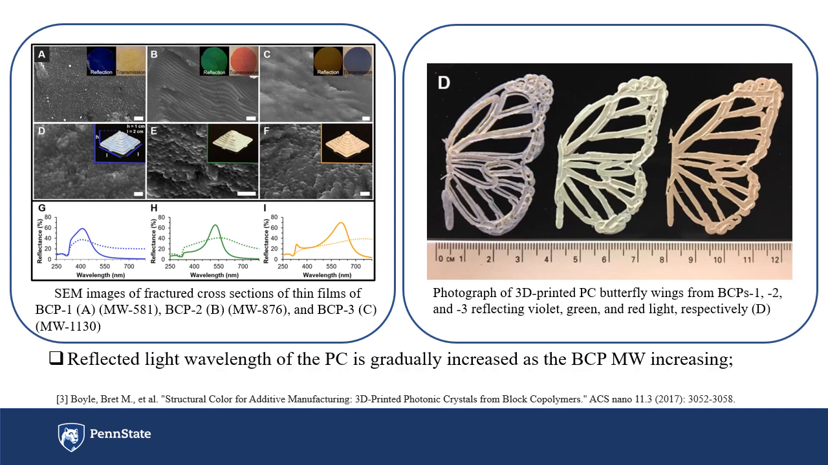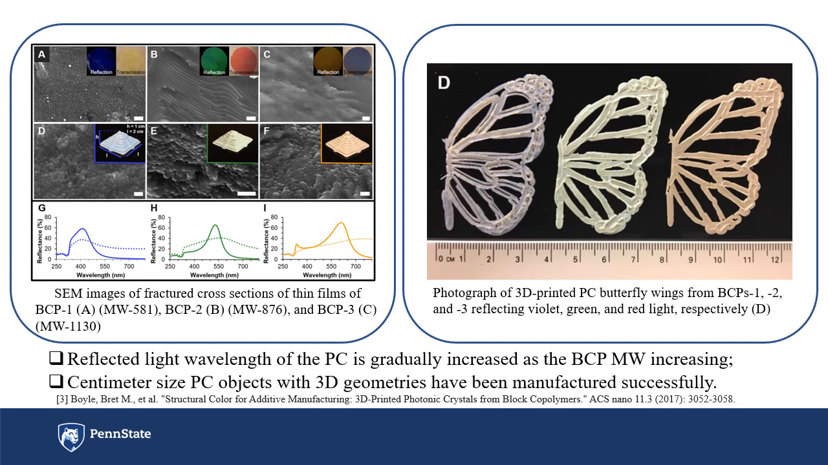So based on the study, it told us the reflected light wavelengths of the PC can gradually increase as the BCP molecular weight increases. Also, the centimeter-sized PC objects with 3-dimensional geometries can be manufactured successfully.